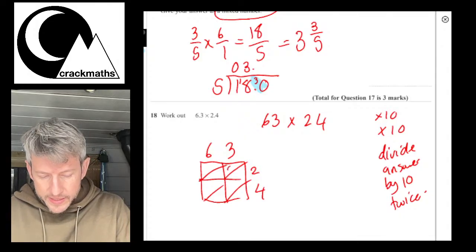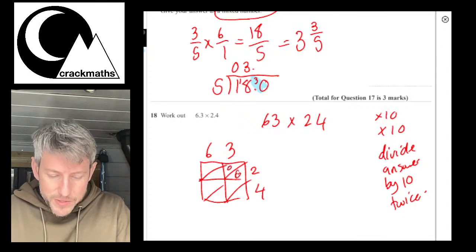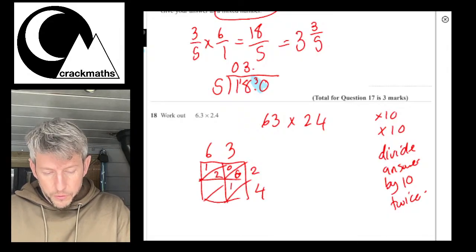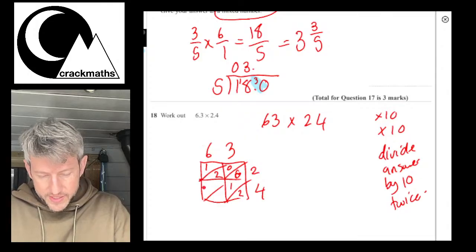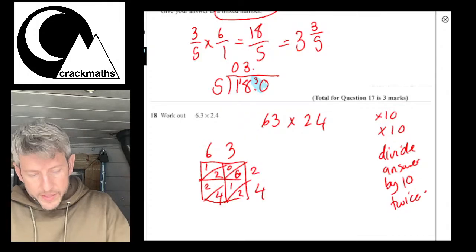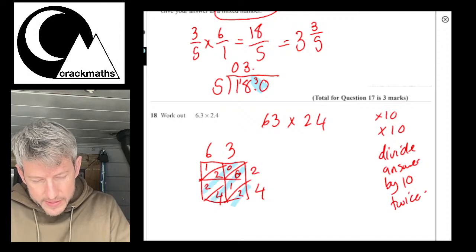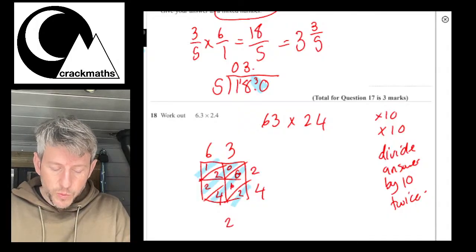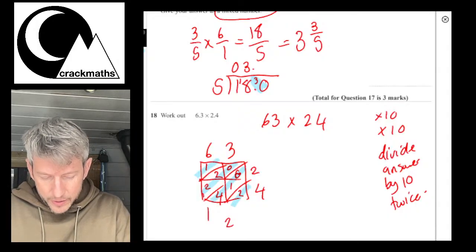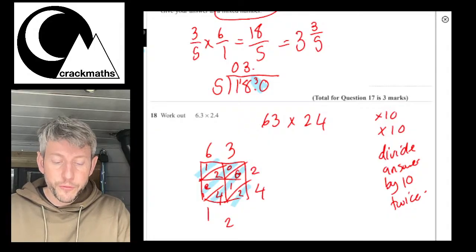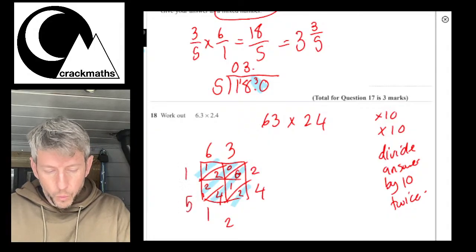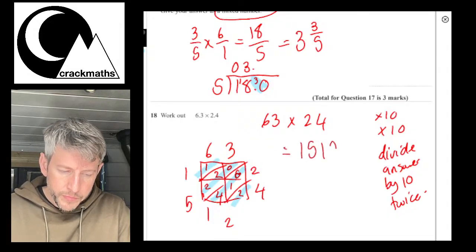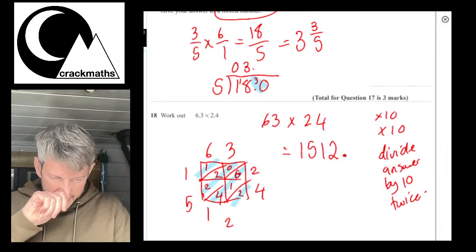6 times 2 is 12. 3 times 2 is 6. 6 times 4 is 24. 3 times 4 is 12. And now what I can do is add down these rows here like this. So 2 is here. 6 add 1 is 7, add 4 is 11. Put that little one there. 2 add 2 is 4, add this little one is 5. 1. So here we go. So this equals 1, 5, 1, 2. And there's a decimal point at the end there.